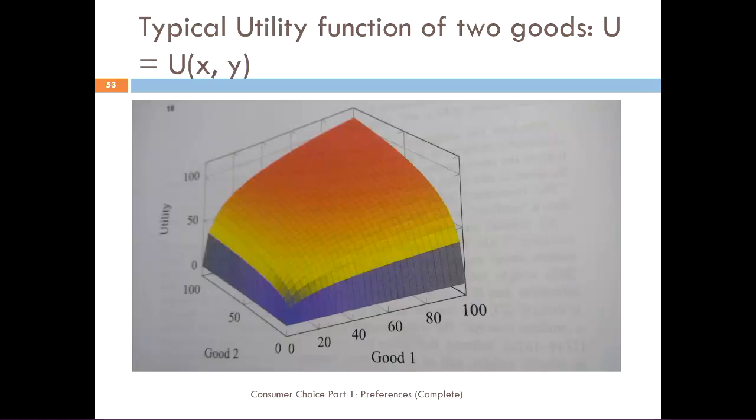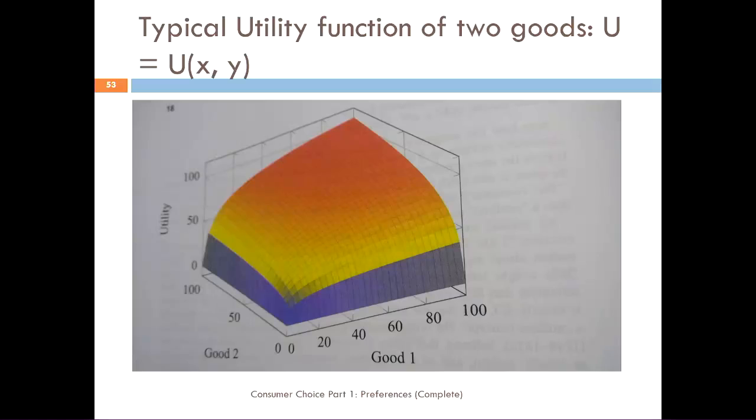Now look at this utility function. Notice that if you hold y constant, good 2 constant, say at 50 units for good 2, and change the amount of good 1, what happens? As you increase good 1, notice that the utility function gets higher and higher. So what is that telling you? It's telling you that more is better, right? If I give you more good 1, and keep the amount of good 2 constant, you're happier. So that's what it's telling you. More is better tells you the increase in that direction for good 1.